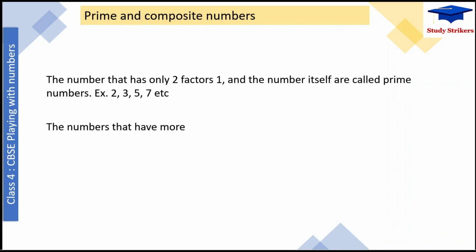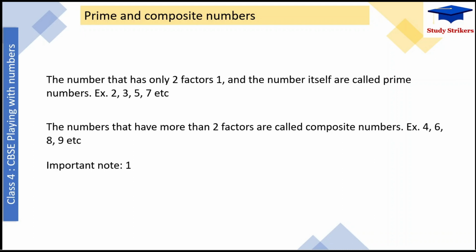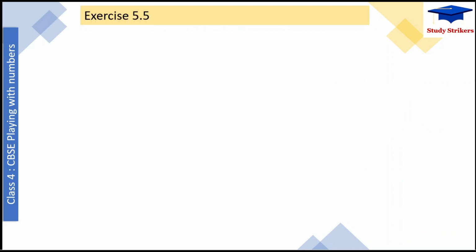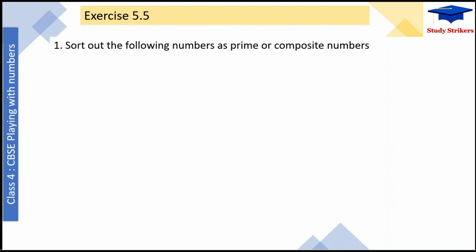The numbers that have more than two factors are called composite numbers. For example, 4, 6, 8, 9. Now 1 is neither a prime number nor a composite number. Based upon this, we have to solve exercise 5.5. We have to sort out the following numbers as prime or composite numbers. So these are the numbers given to us.